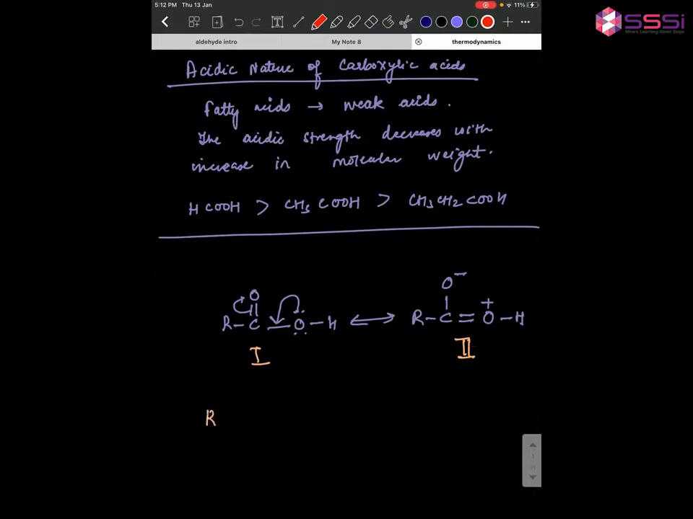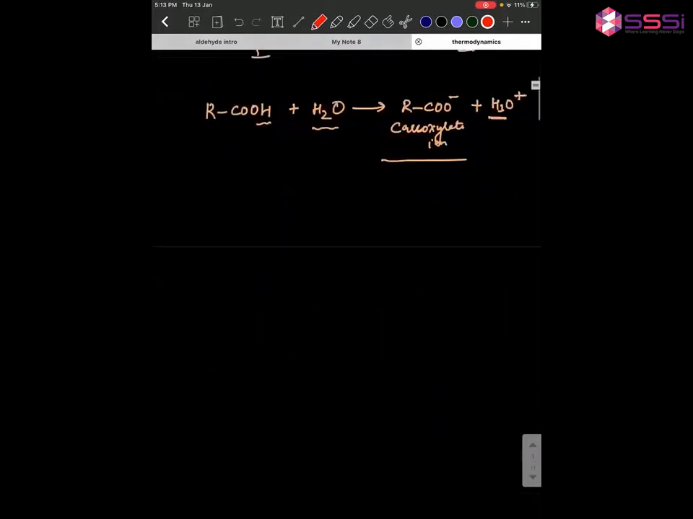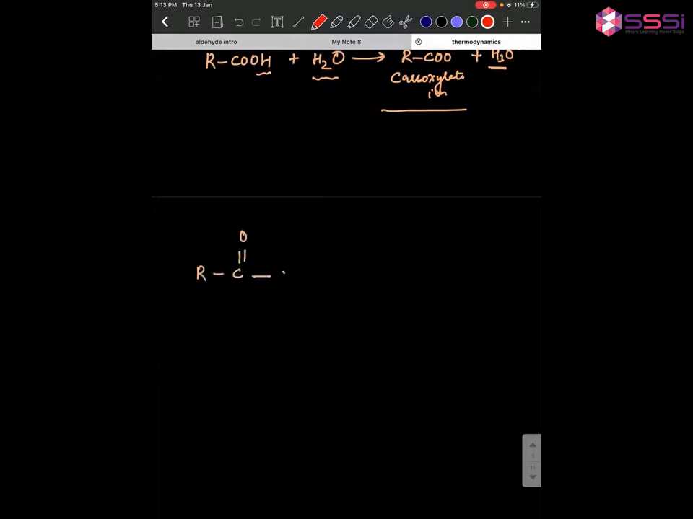If we do the dissociation, this is carboxylic acid, this is H2O. Now this bond is getting weakened, because of which we get RCOO negative, a carboxylate ion, along with hydronium ion. The H plus which is released is acquired by this H2O, forming a hydronium ion. Now if we draw the resonating structures for this carboxylate ion, this is the first structure, and the other resonating structure will be RCO negative with double bond O.